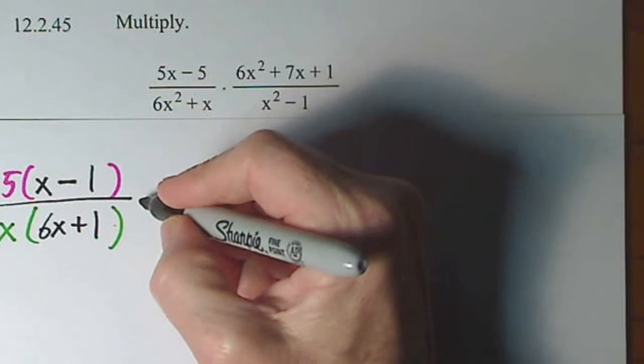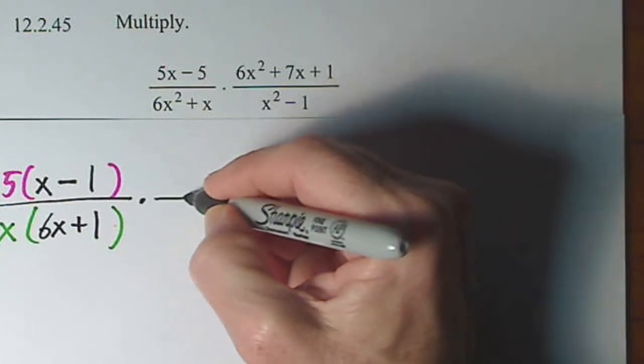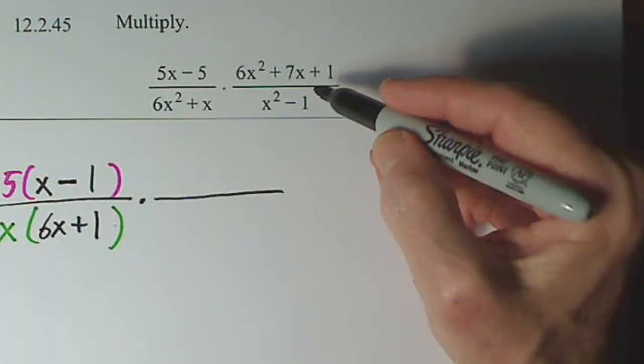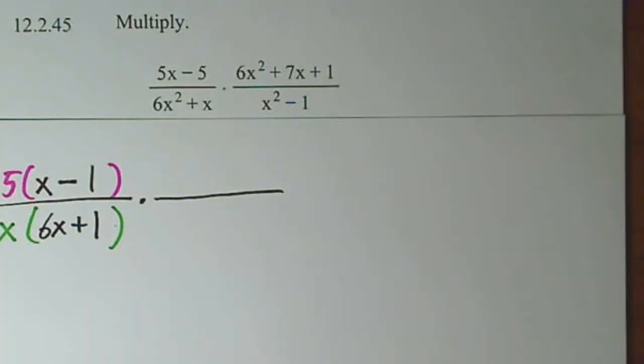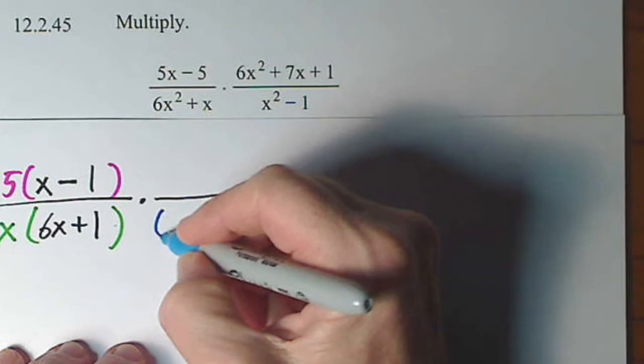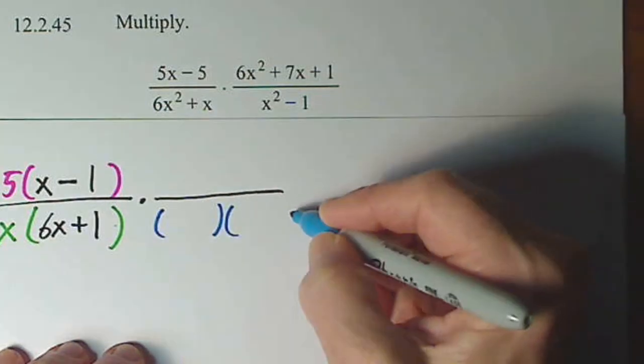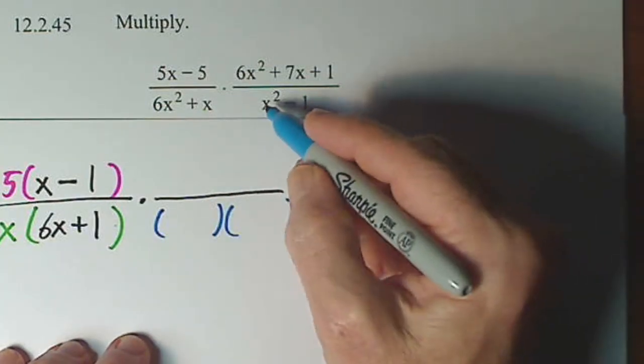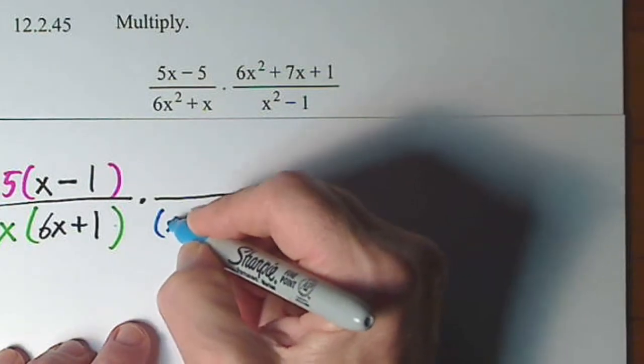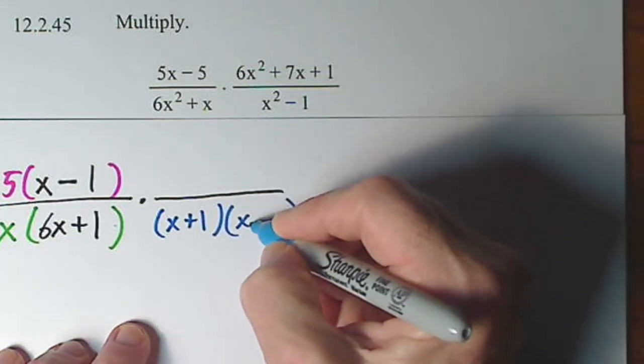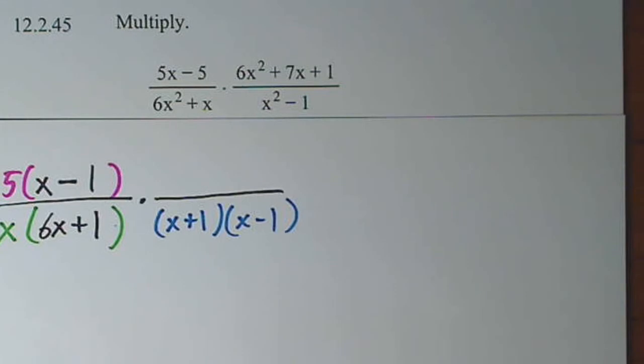Alright, looking at our next rational expression here, x squared minus 1 is a difference of squares. So if it's a difference of squares, we can factor it, and that would be x plus 1, x minus 1. And now for our numerator, we have a little bit of work.